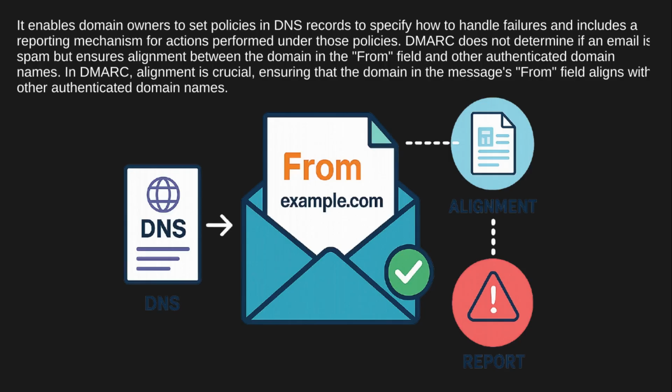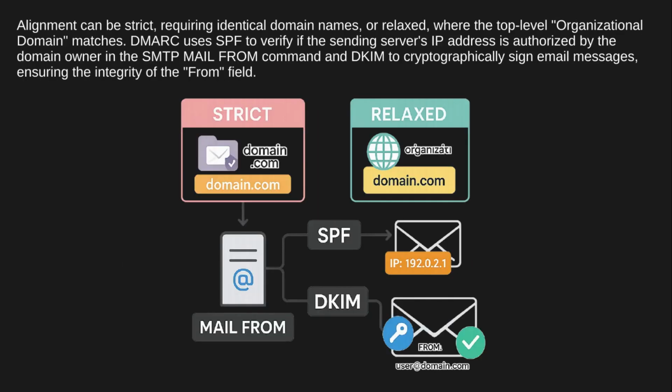DMARC does not determine if an email is spam, but ensures alignment between the domain in the From field and other authenticated domain names. In DMARC, alignment is crucial, ensuring that the domain in the message's From field aligns with other authenticated domain names. Alignment can be strict, requiring identical domain names, or relaxed, where the top-level organizational domain matches.